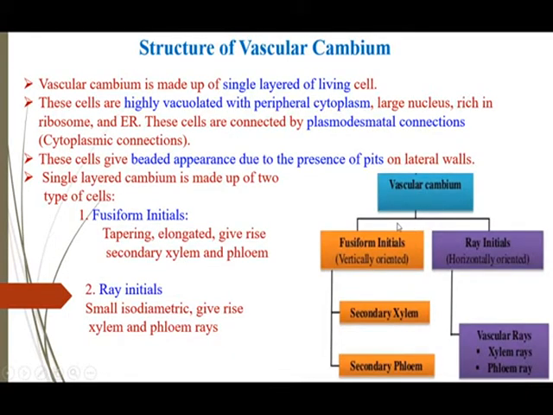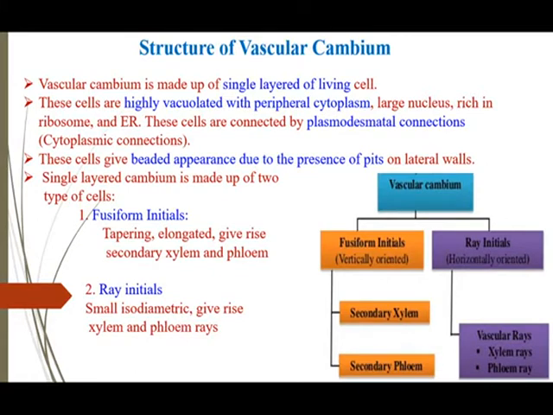Structure of vascular cambium. A vascular cambium is made up of a single layer of living cells which are highly vacuolated and have a large nucleus rich in ribosomes. These cells show plasmodesmatal connections, and they give a beaded appearance due to the presence of pits.